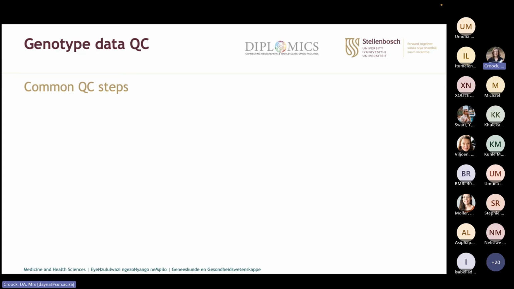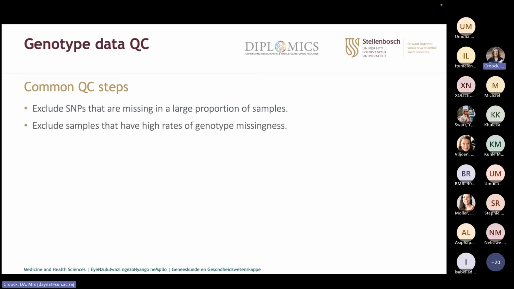Some common steps of quality control: we want to exclude SNPs that are missing in a large proportion of samples, because that can also lead to spurious associations. And we want to exclude samples that have high rates of genotype missingness. Some individuals may not have been genotyped for a particular SNP because that DNA did not hybridize to the array properly. Basically, in genotyping quality control, we want to remove any missing data because that's going to be funky with our analyses.